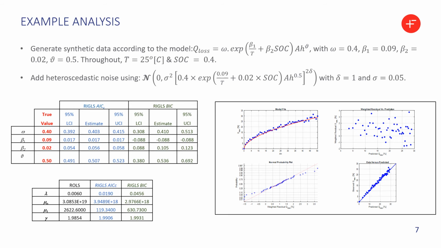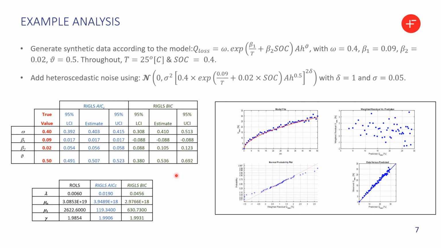To demonstrate the efficacy of the approach, we've generated some synthetic data according to the model shown, and the true values, again, are quoted there on the slide. To make things as terrible as possible, we've kept T and SOC, the state of charge, constant throughout. So this Arrhenius-like term is in fact itself a constant, which is terrible from the mathematical conditioning viewpoint. To make things also a little more difficult, we've allowed for heteroscedastic noise with the parameters shown.